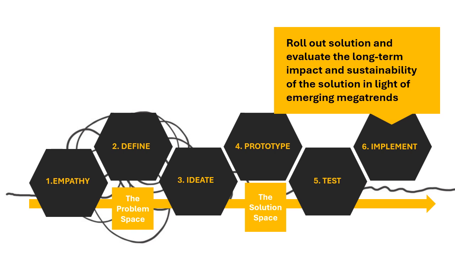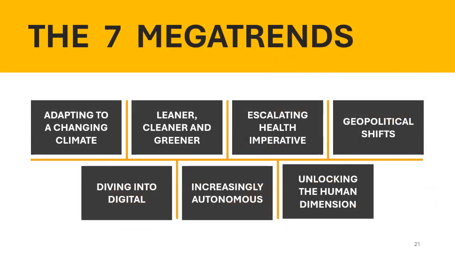What are the 7 megatrends? We firstly have adapting to a changing climate, leaner, cleaner and greener, escalating health imperative, geopolitical shifts, diving into digital, increasingly autonomous, and unlocking the human dimension. We will be going through these megatrends in a little more detail, and we'll also be talking about how this may impact digital transformation.